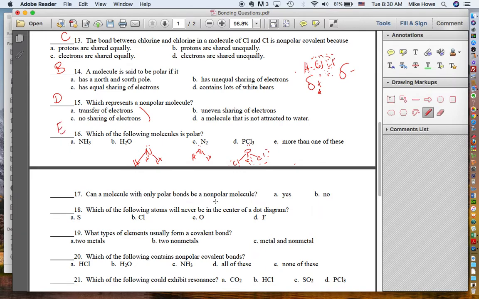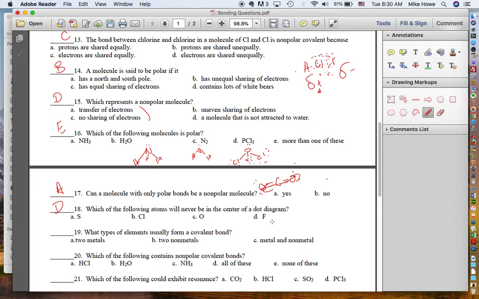All right, can a molecule with only polar bonds be a nonpolar molecule? The answer is yes. Here's an example. Carbon dioxide has polar bonds, two polar bonds, but since the vectors move in this direction and in that direction, they cancel each other, so the molecule is nonpolar. Which of the following elements will never be in the center? It'd be the one that's the most electronegative element will never be in the center. That's fluorine. That's D. Because fluorine is the most electronegative of all these elements.